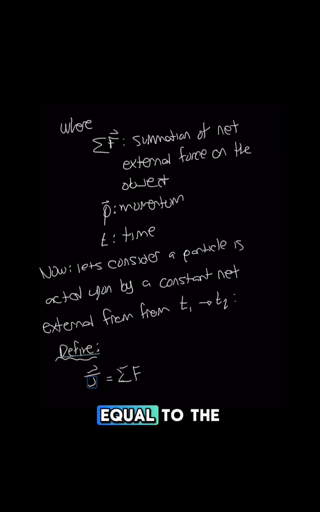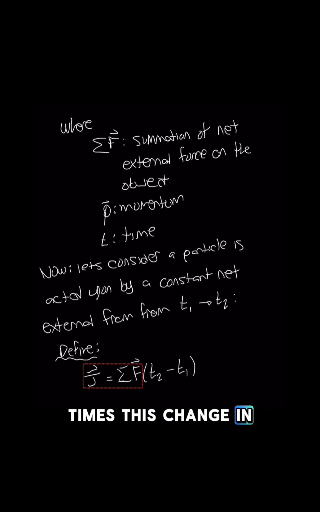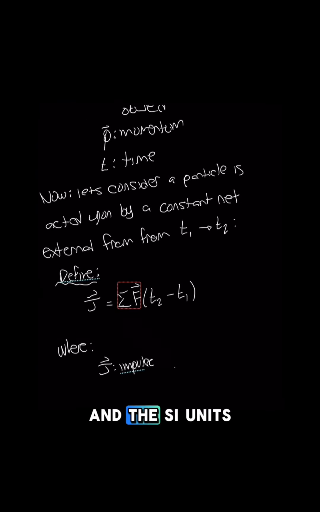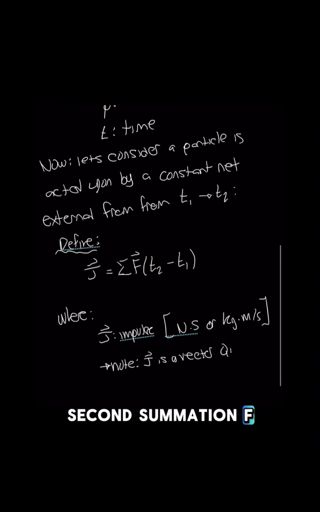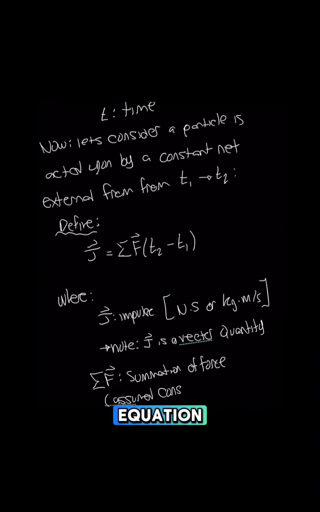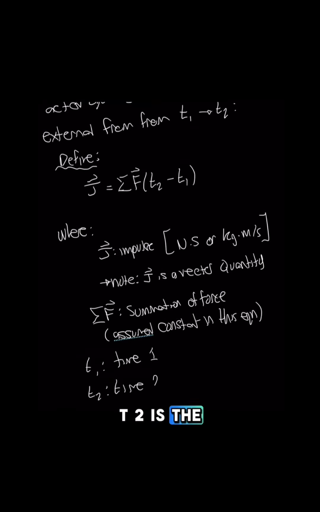We could define J equal to the summation of force times this change in time, where J is the impulse, and the SI units for this are newton-seconds, or kilograms times meters per second. Summation F is the summation of force, assumed constant in this equation, and then t1 is time 1, and t2 is a later time 2.